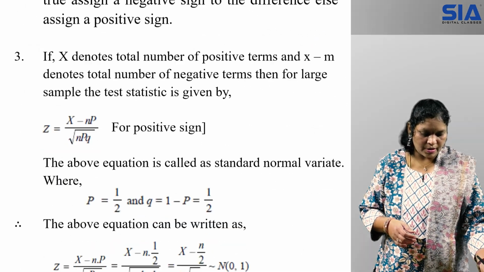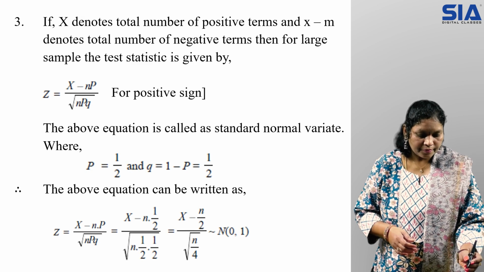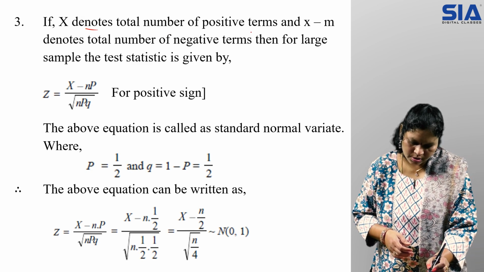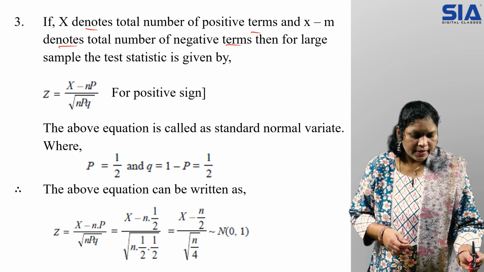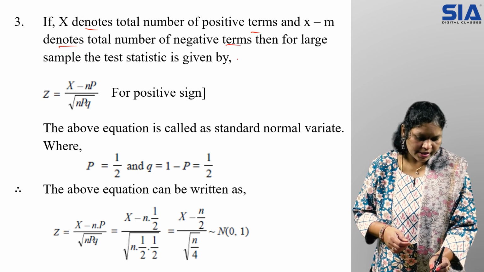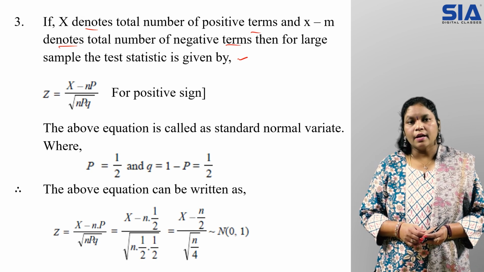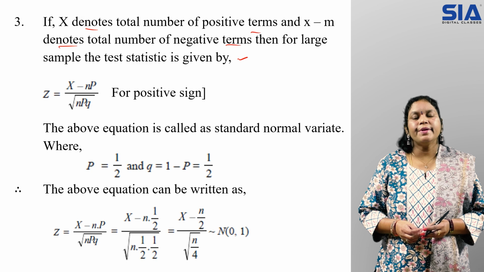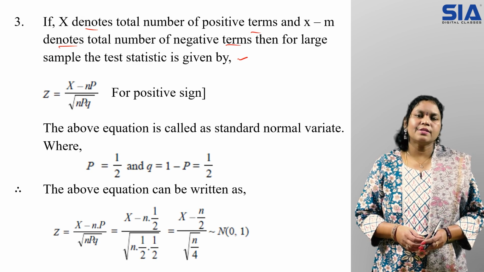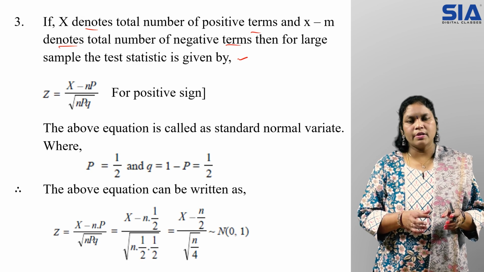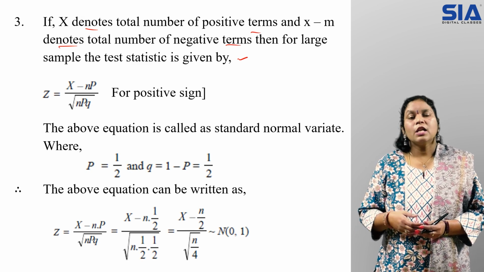So first we'll specify the symbols by taking the differences based on the median. Then if x denotes the total number of positive terms, and n minus x denotes the total number of negative terms, then for a large sample the test statistic is given by the following. Here one more condition: whenever we have a non-parametric test, based on the sample size we'll go for either the regular sign test formula or the run test formula. And if sample sizes are higher, then approximately we'll go for the normal distribution.